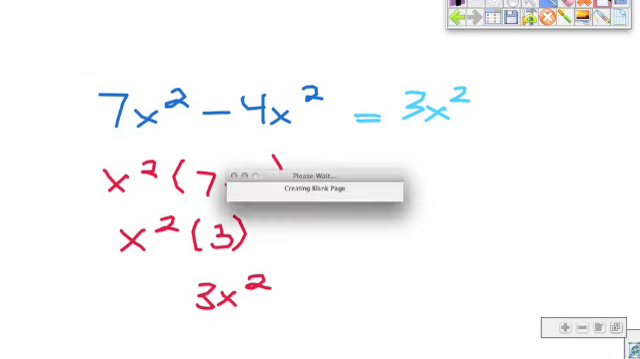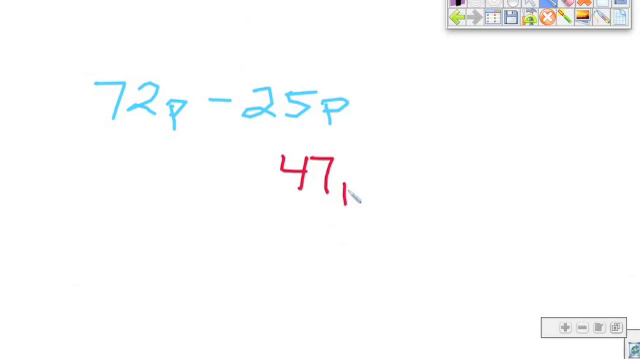Let's try this one. We have 72p minus 25p. And again, you can pull out the p and then subtract those and then put it back. That's up to you. I'm just going to go ahead and subtract these. 72 minus 25 is going to give me 47. 47 what? 47p.